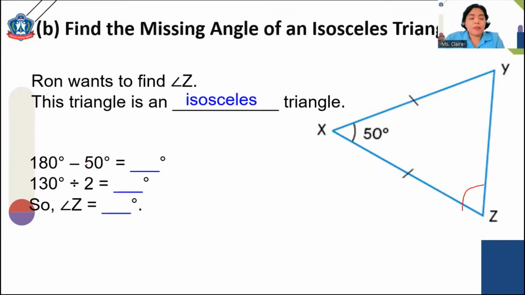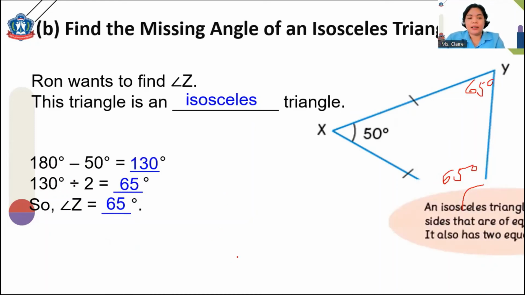So 180 minus 50 equals blank. So that is 130. 130 divided by 2. Why we divided by 2? Because in an isosceles triangle, there should be two angles that are equal, and that is equal to 65. So we have 65 here. So 50 plus 65 degrees, 65 degrees, it means the total is equal to 180 degrees. So this is how to find the angle in an isosceles triangle.